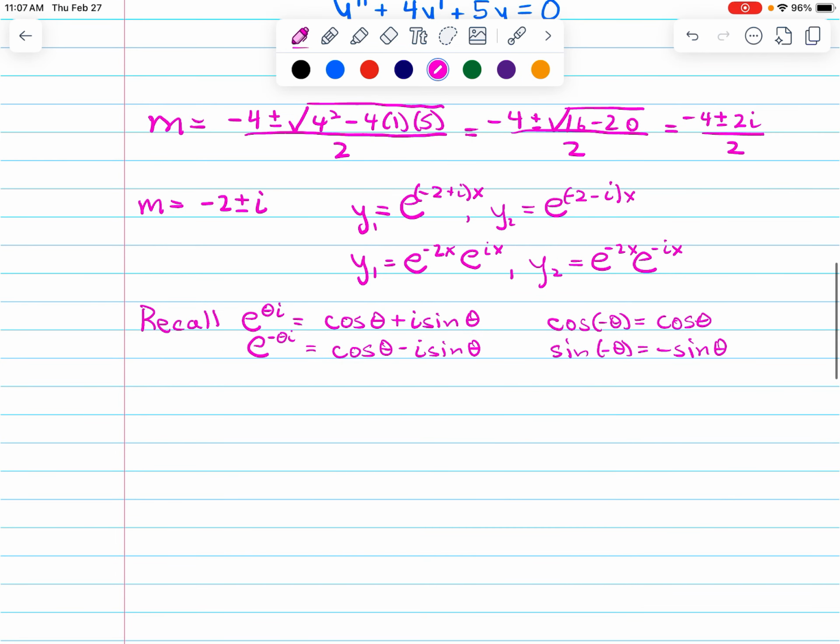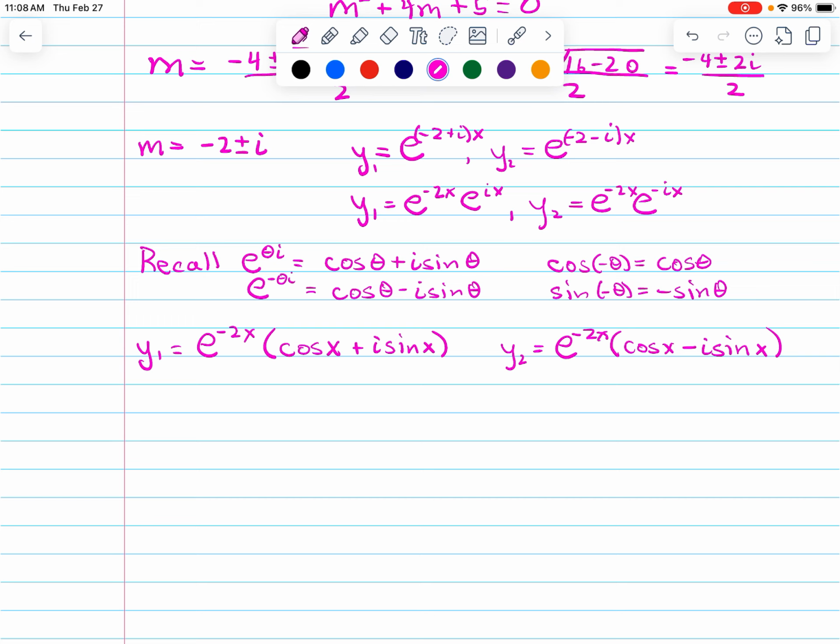So let's see what we've got here. We've got y1 is equal to e to the negative 2x, and then this right here is going to be cosine x plus i sine x. Likewise, y2 is going to be e to the negative 2x times cosine x minus i sine x. Look at that. So now we have this way of looking at it.